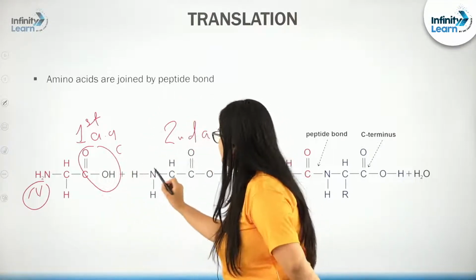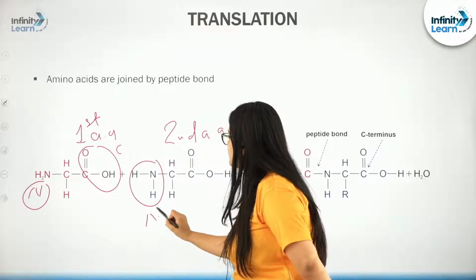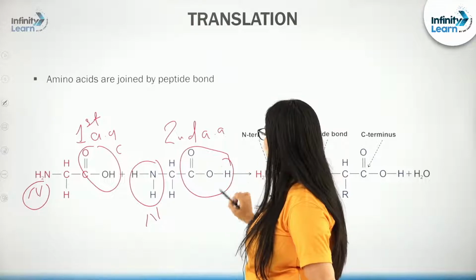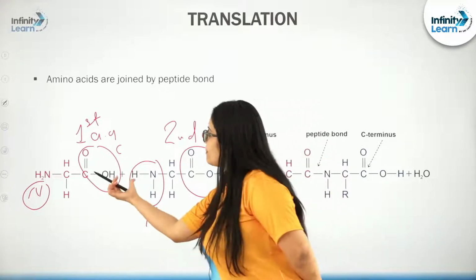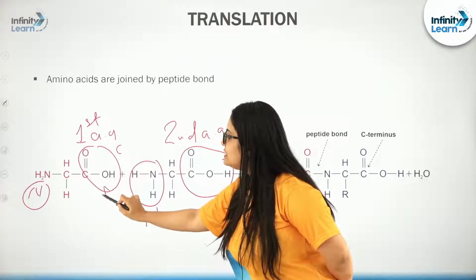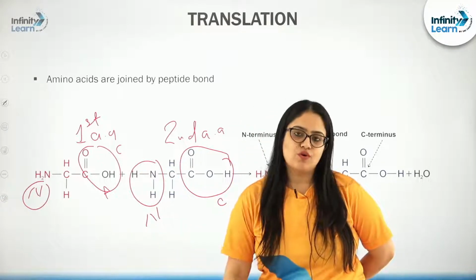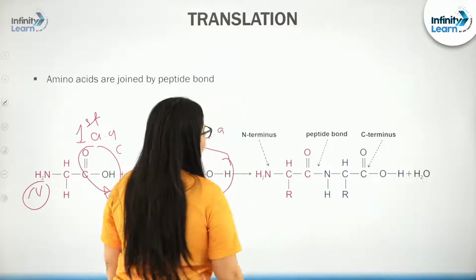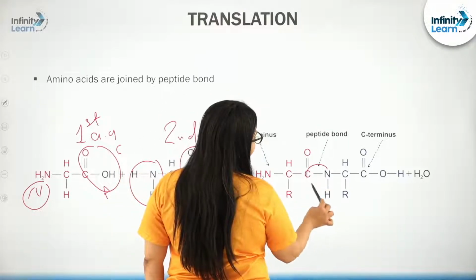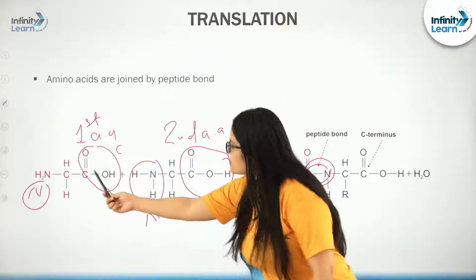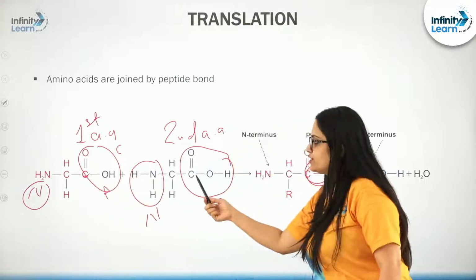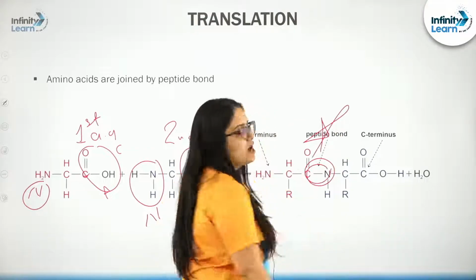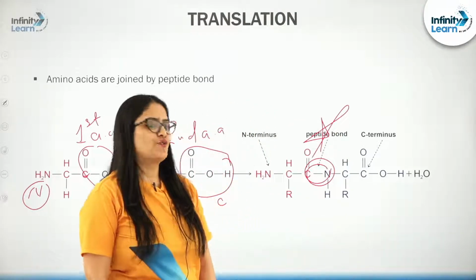Now, see here, this is the N terminus of this second amino acid, and this is the C terminus of the second amino acid. So, a peptide bond will be formed between the C terminus and the N terminus of the two respective amino acids, and as a result there will be formation of a peptide bond. See, this amino acid got bonded to this amino acid with the help of a peptide bond here. I hope this much is clear to all of you.